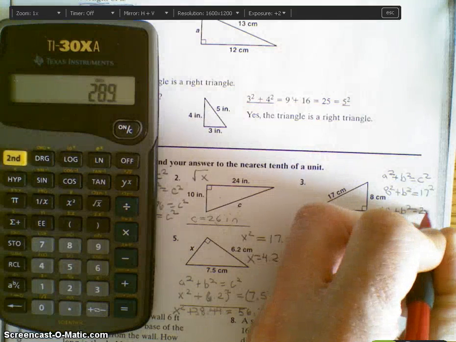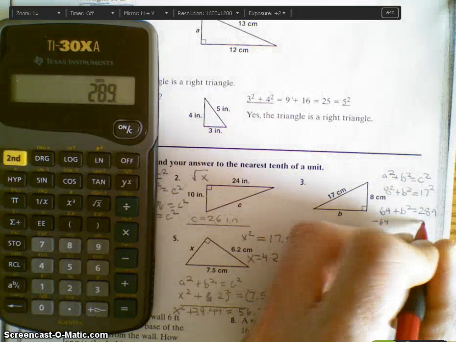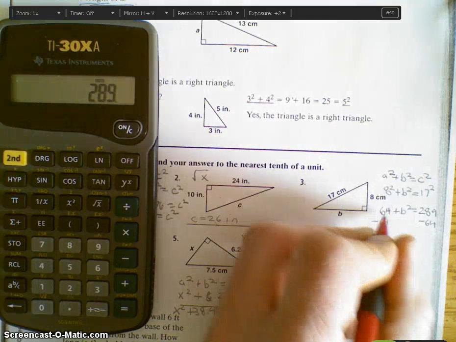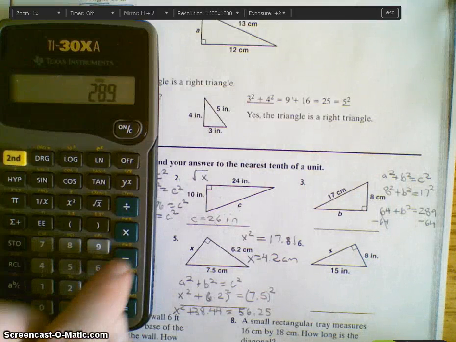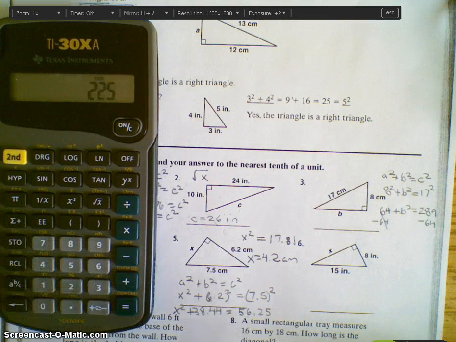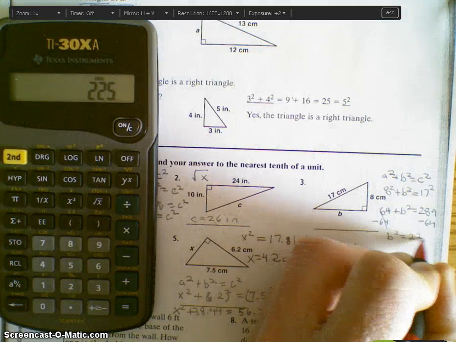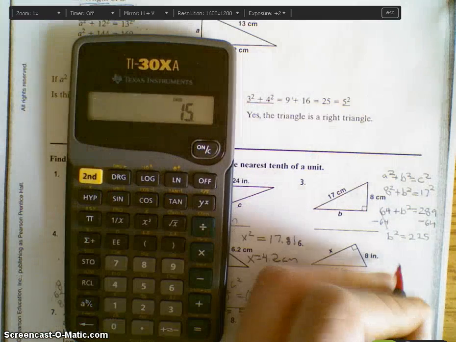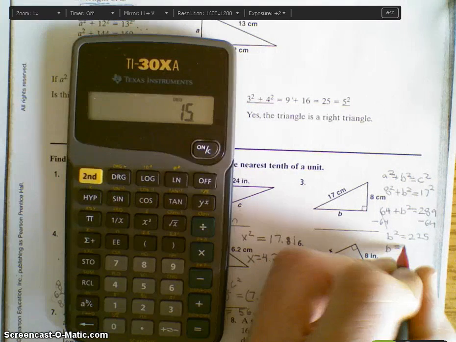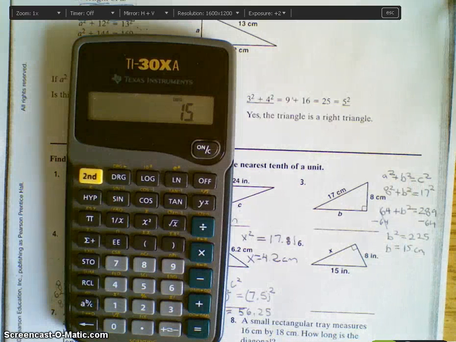289. Now remember, I have to subtract 64 from this side, 64 from this side. So then that cancels out, and I have 289 minus 64. So b squared is just now equal to 225. And then I just take that square root button, and b is going to be equal to 15 centimeters. And that's the end. We're done. And all is good.